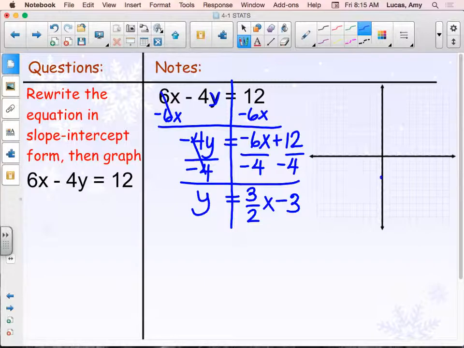So I start my graph at negative 3 on the y-axis, and this one I rise 3, so I go up 3 and then over 2. Up 3, over 2. And draw my line.